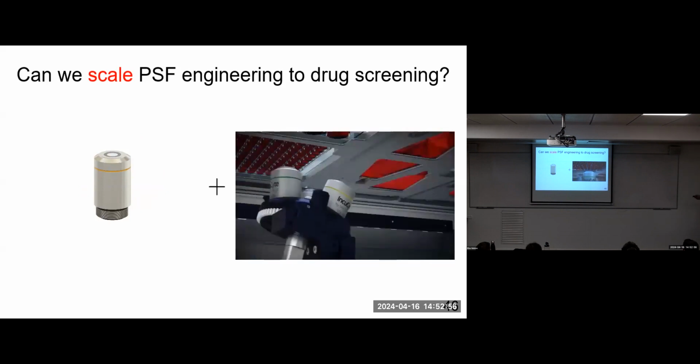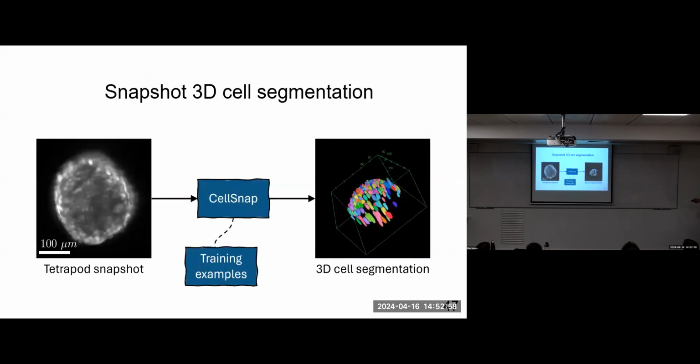For example, one such application is going from a snapshot image to a 3D cell segmentation. Basically, from a single image, we recover the segmentation of all 3D cells inside an image. And actually, this was a really nice result that we didn't expect we would get.